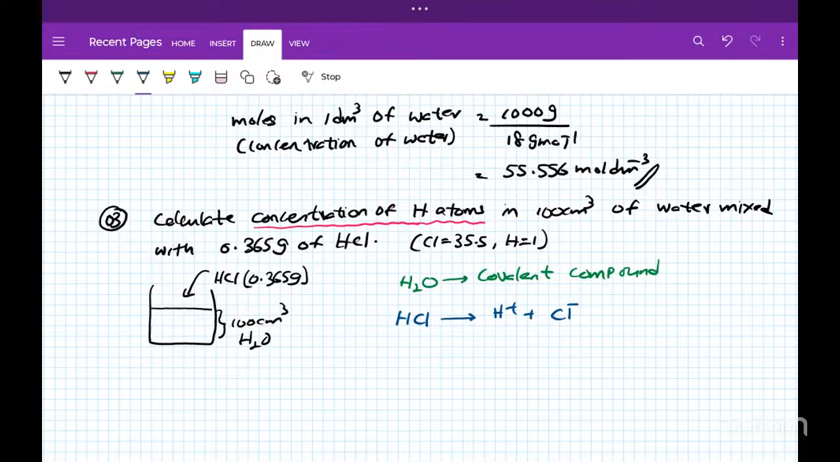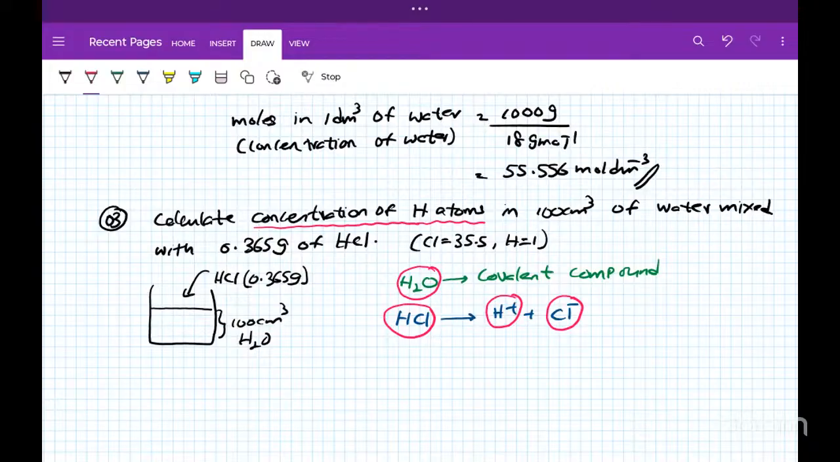So HCl will be as H plus ions and Cl minus ions. So within the medium, what we can see is we have H2O, we have H plus ions, we have Cl minus ions. Sometimes there may be HCl which is not converted into H plus ions and Cl minus ions, because HCl will not be 100% converted. That is the nature.